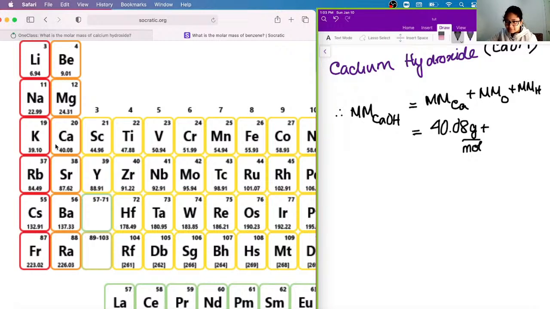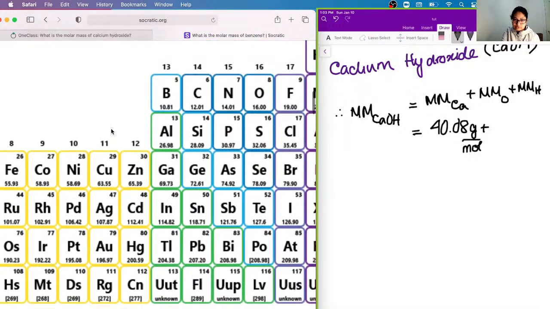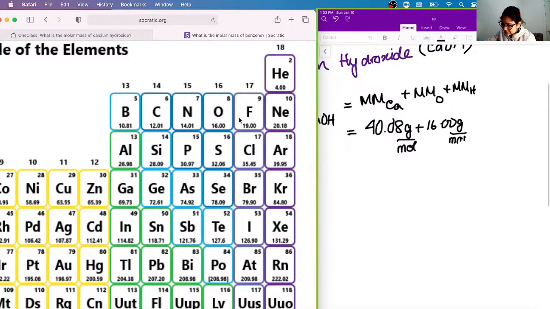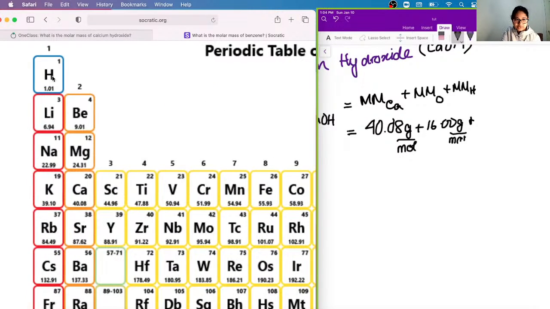The next step would be to find the molar mass of oxygen. Oxygen is in group 6, and you can see that it has a molar mass of 16.00 grams per mole. And lastly, we have to find the molar mass of hydrogen. Hydrogen is given right here, group 1, and it has a molar mass of 1.01 grams per mole.